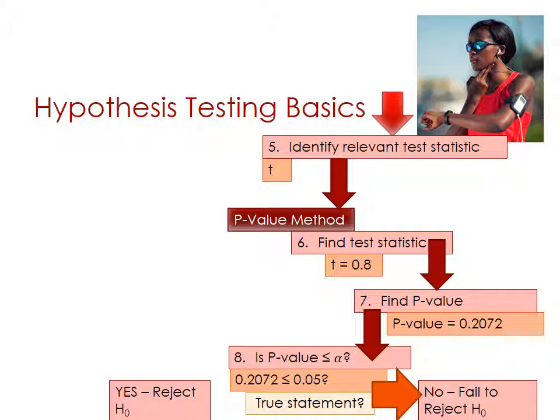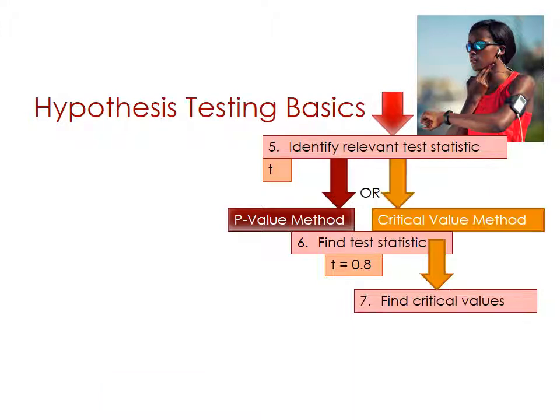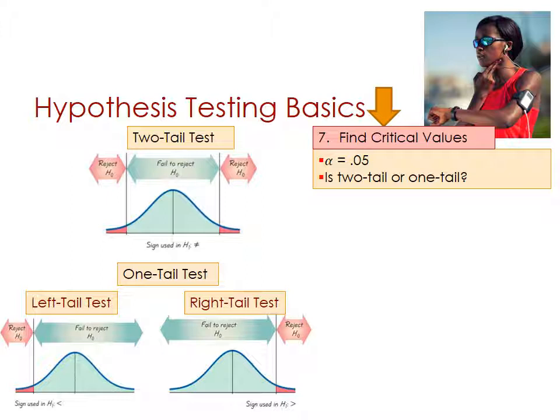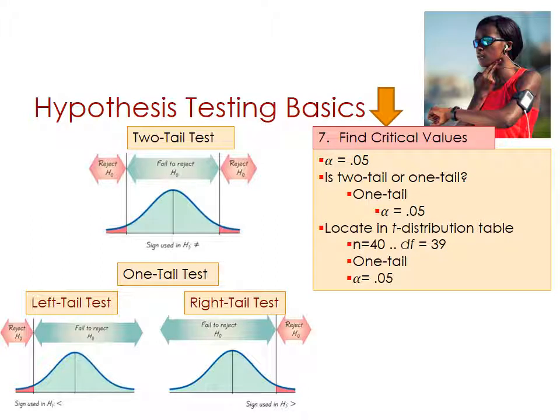Now let's go back and look at this problem and solve it using the critical value method as well. So here we have our critical value method. We already have our test statistic. Now we need to find our critical values. So the first thing is we have an alpha of 0.05. We need to ask if this is a one-tail or a two-tail test. Again, looking at the different diagrams that we have here on the left, we can see that the symbol in our alternative hypothesis is a greater than symbol. That means that we are solving a one-tail test.